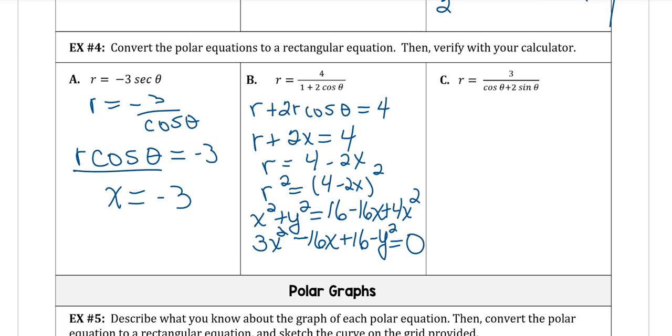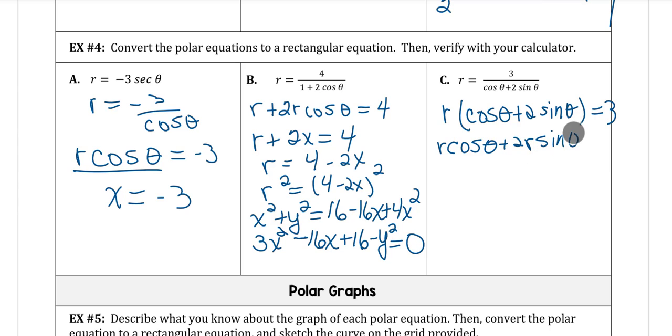Okay, and then finally the last one, it would be very similar to letter B. We're going to get rid of the denominator. This one's a little easier because then we're going to distribute the r and we'll have an x and y. So this, if you notice, looks a lot like letter B that we just did. It's a slanted line. So we have r cosine theta plus 2r sine theta equals 3. So now we have x plus 2y equals 3.